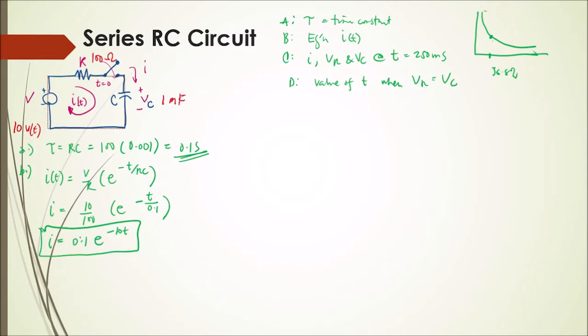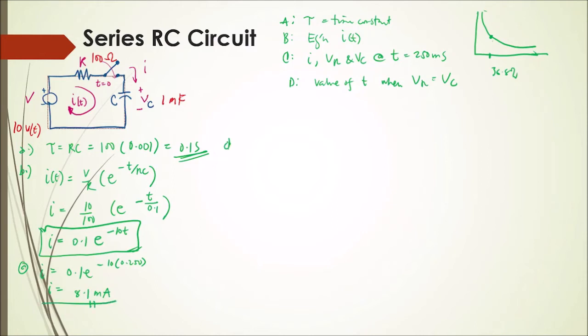Letter C, we're looking for the current, VR, and VC at t equal to 250 milliseconds. We have this I that we can just substitute. What is I at t? I is equal to 0.1 e to the negative 10 times 0.25 seconds. So I is equal to 8.1 milliamperes. So that is the current at that time.